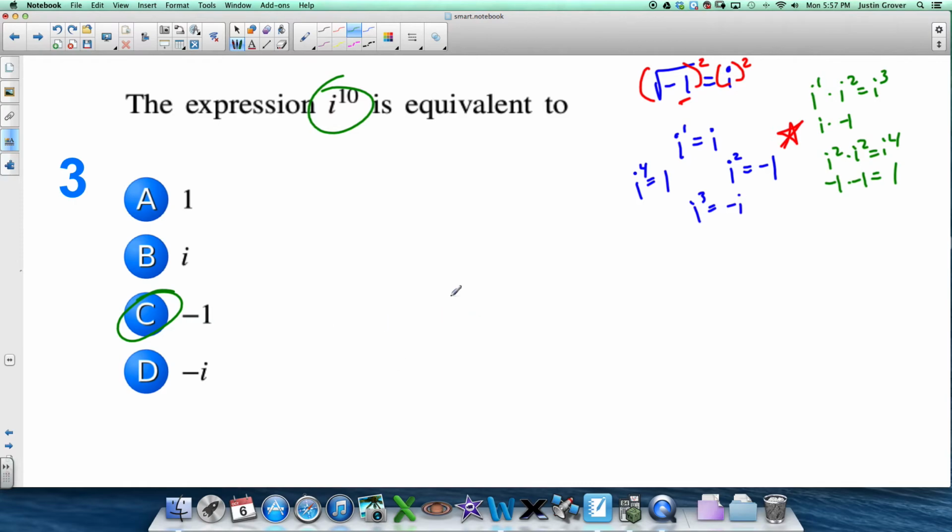So the reason why it's negative 1 is because we see 1, 2, 3, 4. So 5 is back to here. i to the first is i, and then 6 is the same as i squared, and 7 is the same as i to the third, and 8 is the same as i to the fourth, and 9 is the same as i, and 10 is finally back to i squared. So it just goes round and round these circles here.